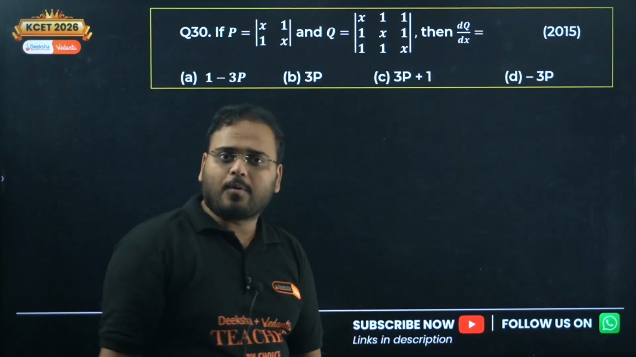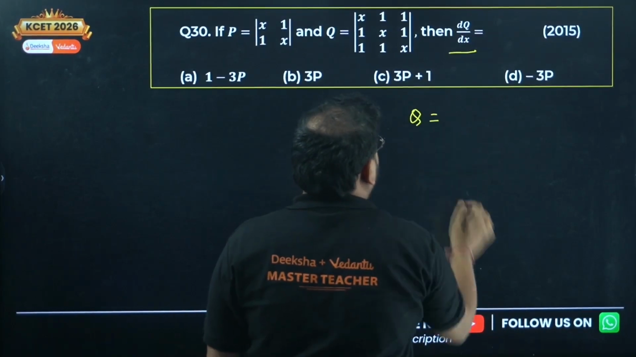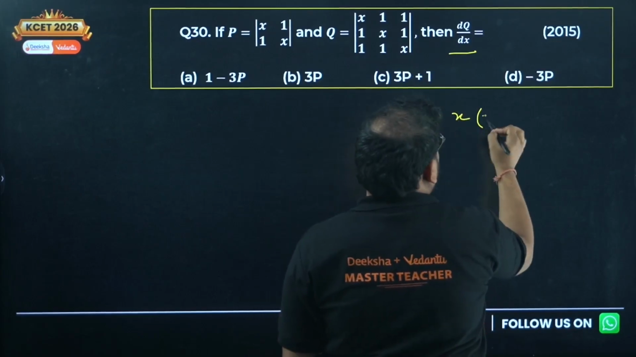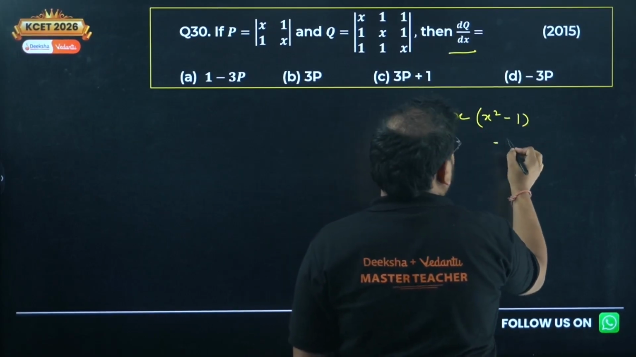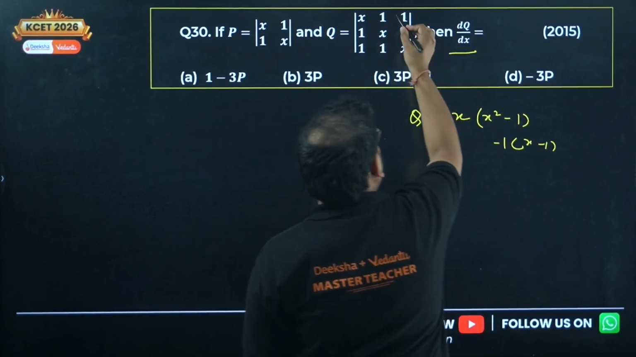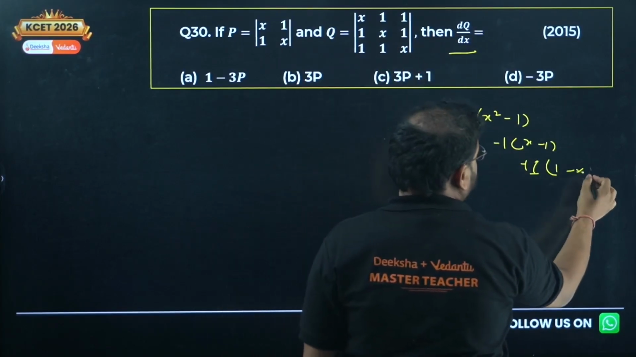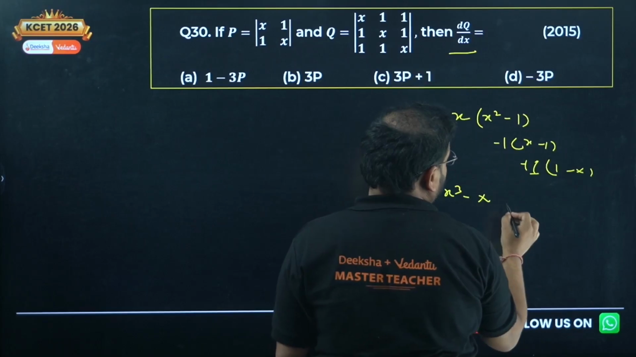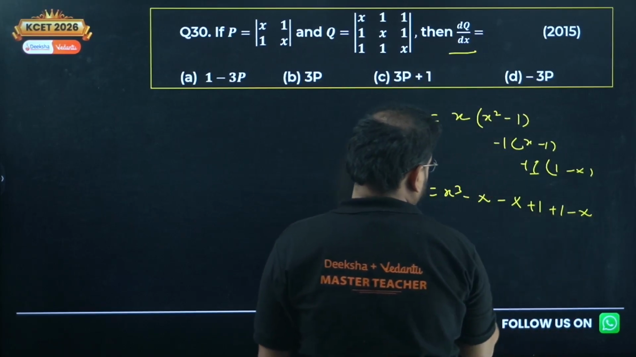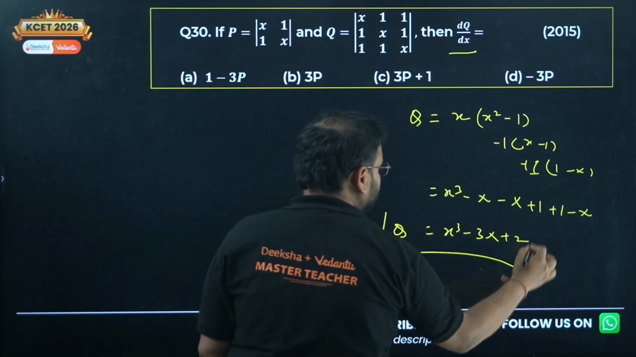Okay. No problem, right? dq by dx. Find the function q first. Check here. It's a determinant: x times (x² − 1). With −1, what we get? Second element of the first row, x − 1. Third element, with plus 1, what do we get? Plus 1 we get 1 − x. Check here, we get x³ − x plus 1 and plus 1 − x. So I have here x³ − 3x + 2 as the function q.